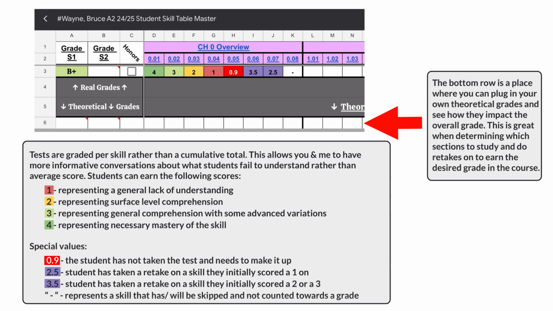So now that we know how to read the table and determine how our grade is calculated, and we also know how to throw in our own theoretical grades, let's start discussing what tools we have available for students to be able to study and get ready for those retakes that they can take during Flex.